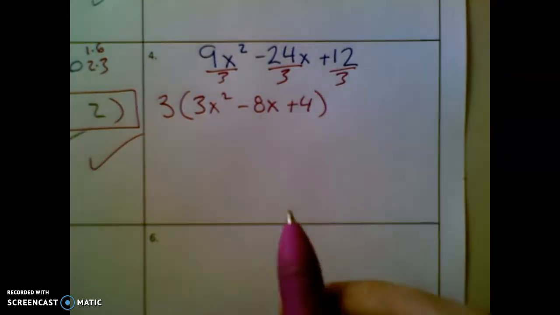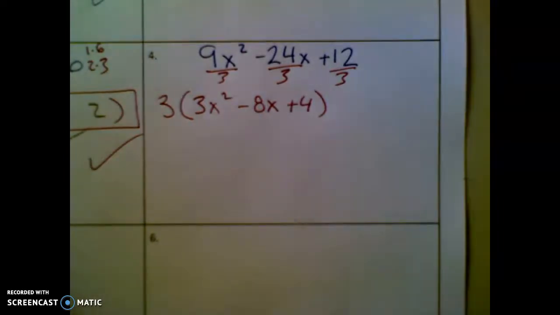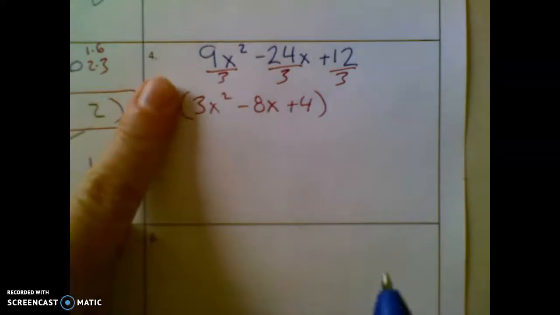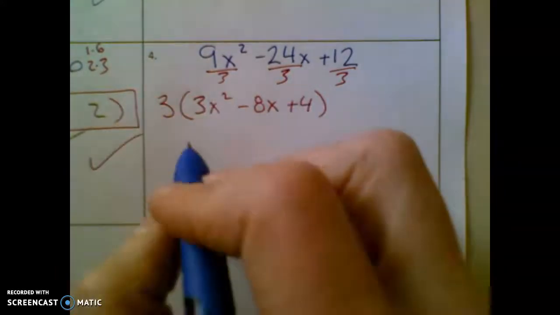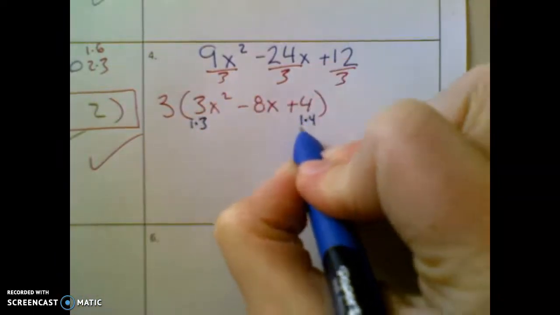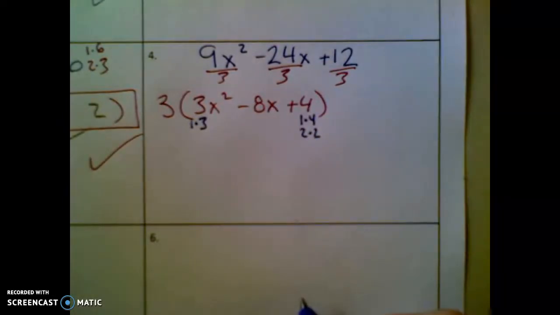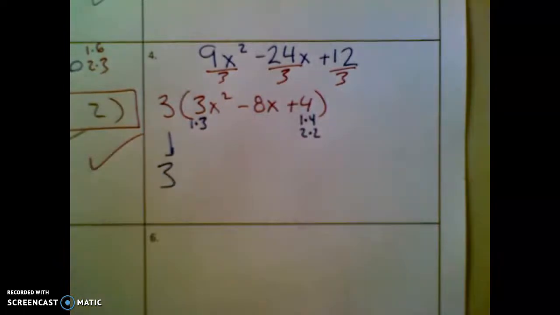All right, so once you've factored your GCF, you're going to do the same thing we have been doing, your factor pairs, but you're going to ignore the 3 for now. So my factor pairs are for this 3 and for this 4. So my factor pairs are 1 times 3, 1 times 4, or 2 times 2. When you're doing this, do not forget to bring down that 3 GCF.